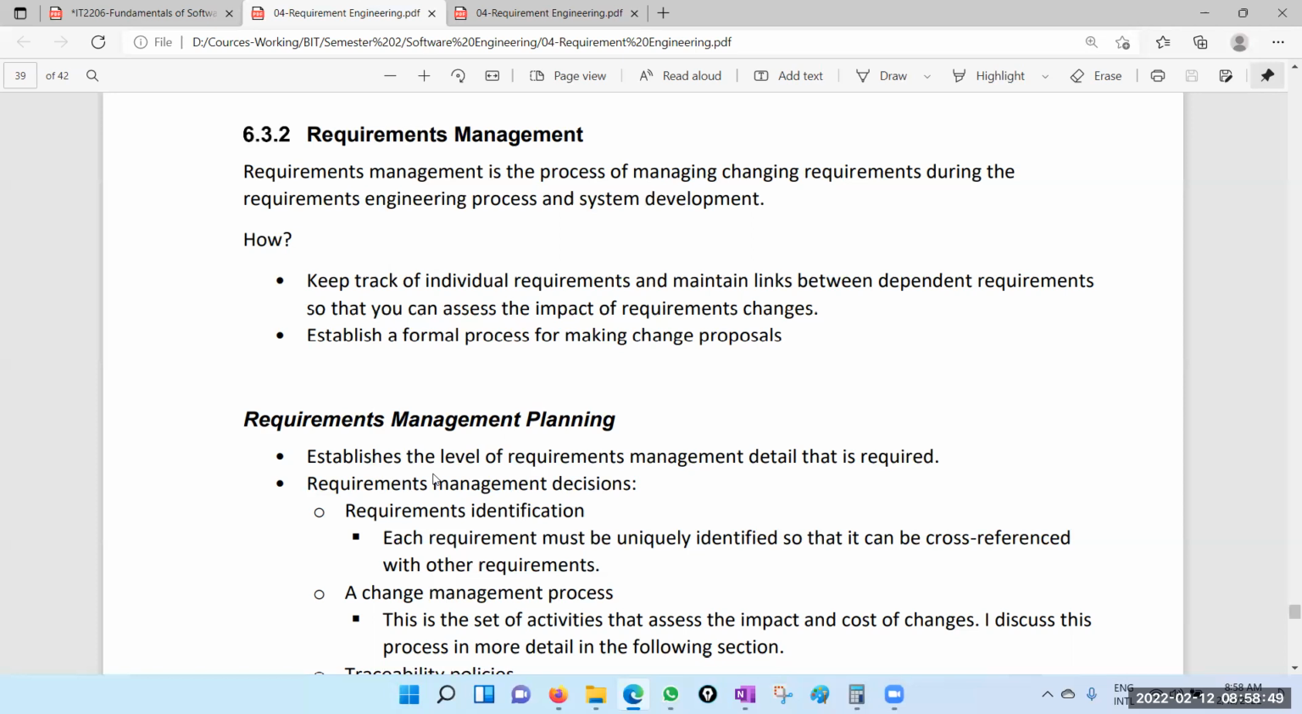And how are we going to test it? So we have to agree on that. So that is how we do it. That is called the requirement management process. Okay, so we do it, but we do it in a very thoughtful, controlled manner, okay?